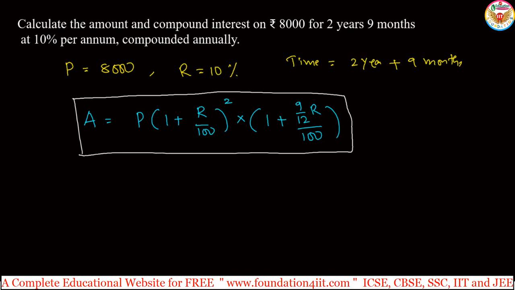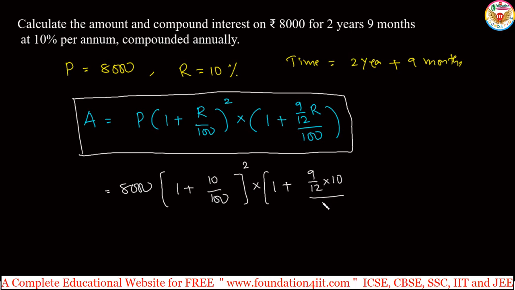Let us apply the values now. Amount is equal to 8,000 into (1 plus 10 by 100) to the power 2 into (1 plus 9 by 12 into 10 divided by 100). If you simplify, that is the final answer. You can cancel: 10 ones are 10, 10 tens are 100. Here also 10 by 100 is 1 by 10, and 9 by 12 by 10 means 9 by 120.